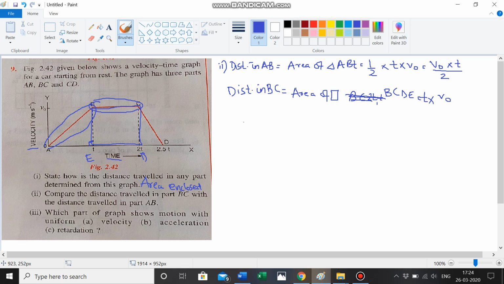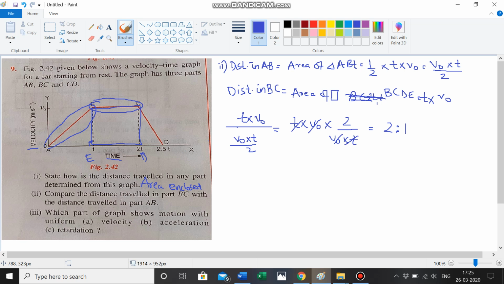So what do we have to do? We have to compare. Compare always means comparing in ratio. So we need to compare the distance traveled in BC, which means T into V0, divided by V0 into T upon 2, which is equal to T into V0 multiplied by 2 upon V0 into T. This gets cancelled, so the ratio is 2:1. Let's look at part 3.